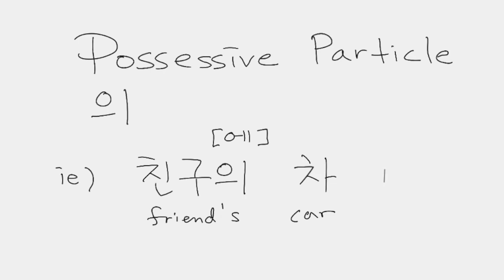Not like 의자, vocabulary, one of vocabulary learned. So not like a chair. This is a chair, right? This you don't pronounce it 에, right? You just say 의자. But when 의 is acting as a possessive particle, like the first example, then you pronounce it 에, like 친구에 차, not 친구의 차. Okay?